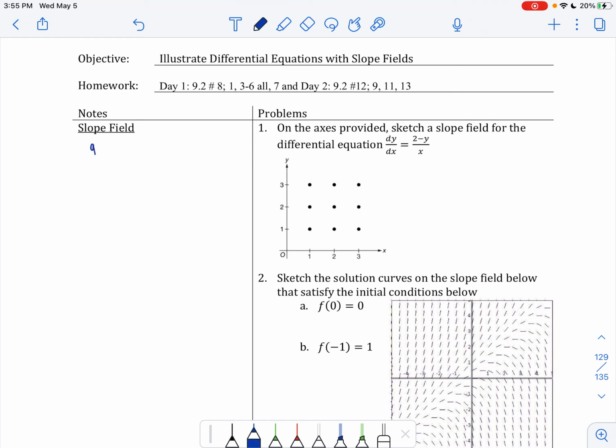Now, a slope field is a way to visualize or graph a function if you only know about its derivative. So it's a graph of a function given its derivative. Now we've done basic ideas of this, but now we're going to look at more complicated versions.